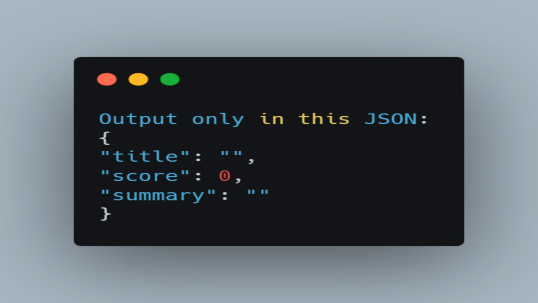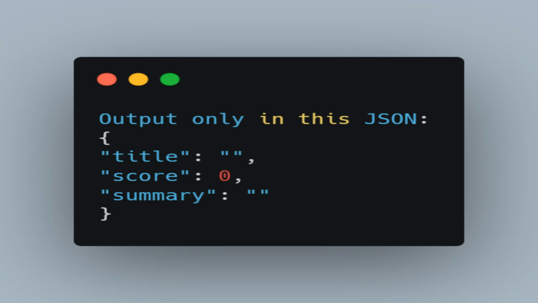And the sixth is schema enforcement, which is very good for API automation and workflows. And you can see here the output is only in this JSON: title, score, summary. It's a fully structured output, right? And there's a schema here which makes the workflow really good.